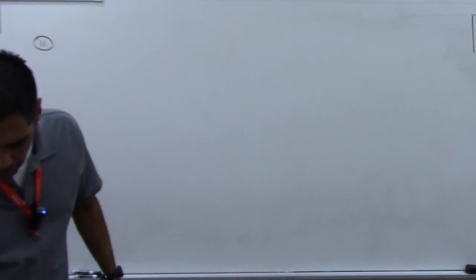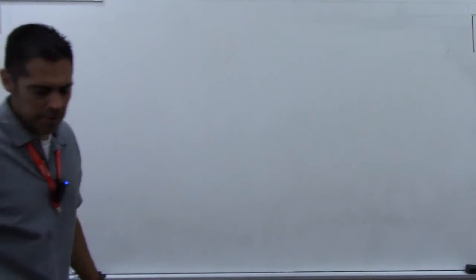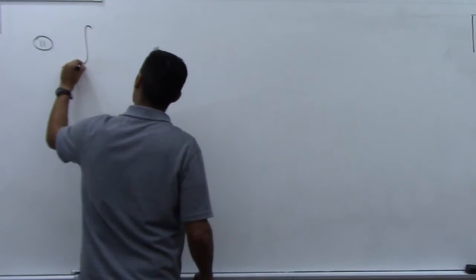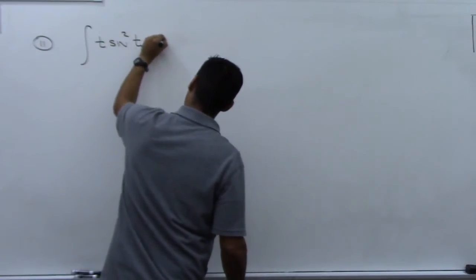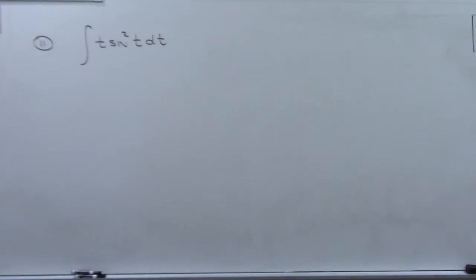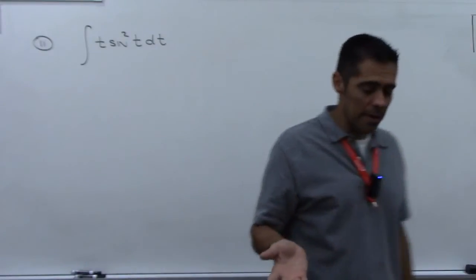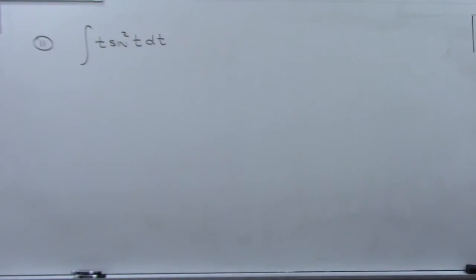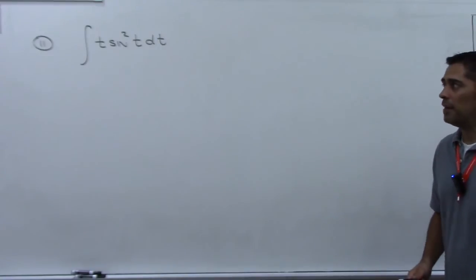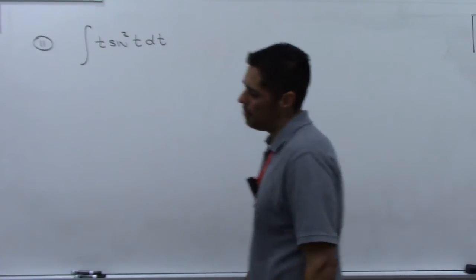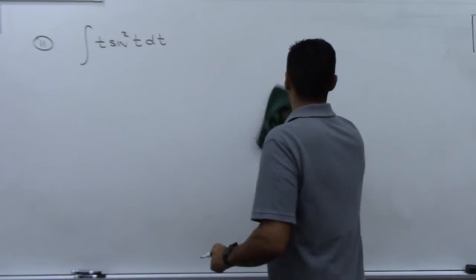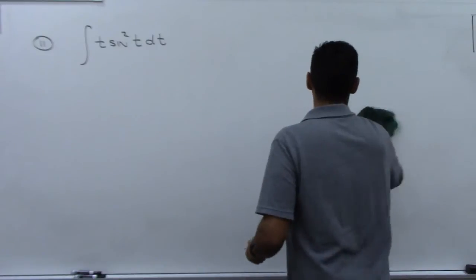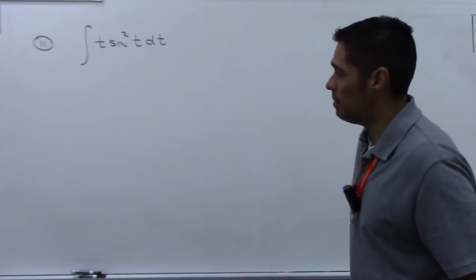Number 11. The integral of t sine squared t dt. Okay, so this doesn't look like anything that we've done up to this point. Because you have a sine squared there, but you also have a t there. That t is not a trig function. And so what we've done in the past doesn't appear that it would work because of the t. So we need to rethink this. Maybe there's something else we can do.